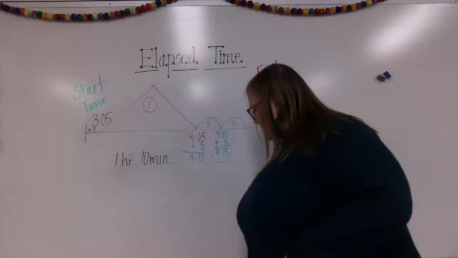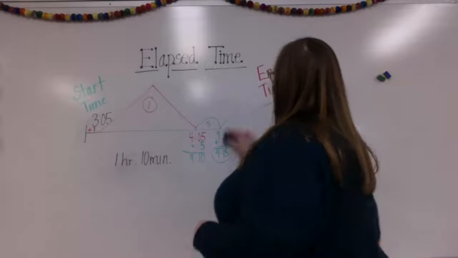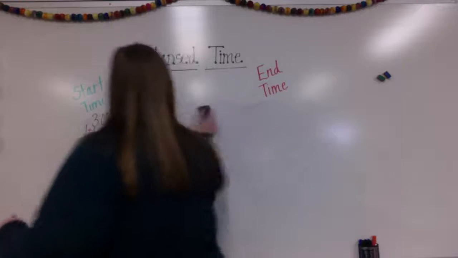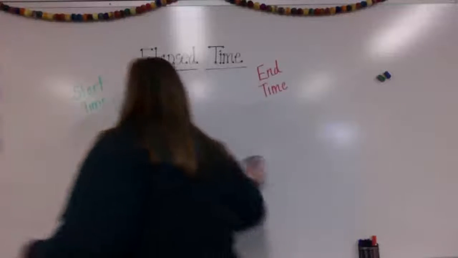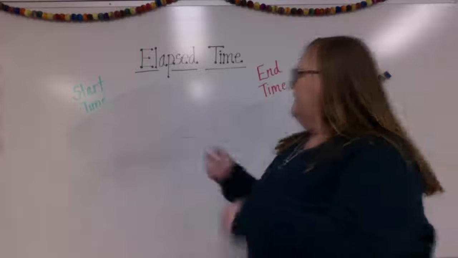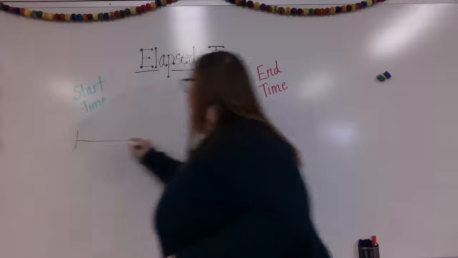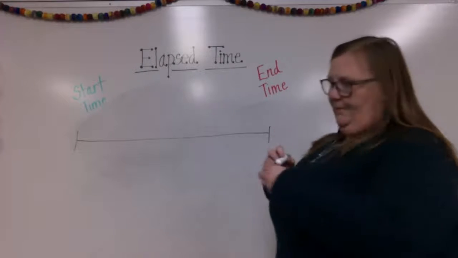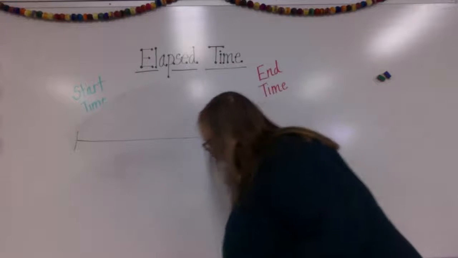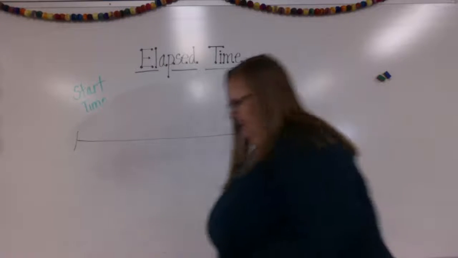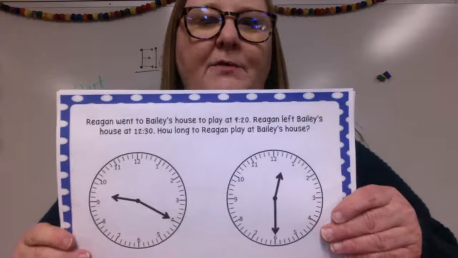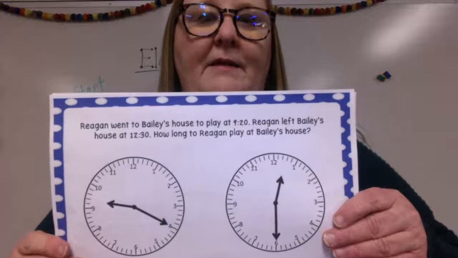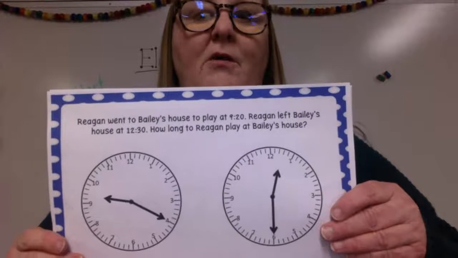All right, let's try this again with a different story. We're still going to be making our mountains and our hills. Remember, mountains are for hours. Hills are for minutes. I'm going to put my timeline back up here. And we're ready to go. Let's read the next story. So here's the next story. It says, Reagan went to Bailey's house to play at 9:20. Reagan left Bailey's house at 12:30. How long did they play at Bailey's house?